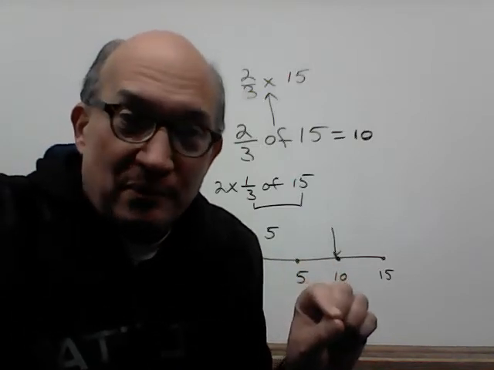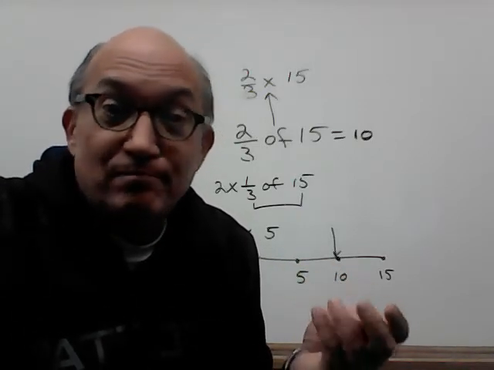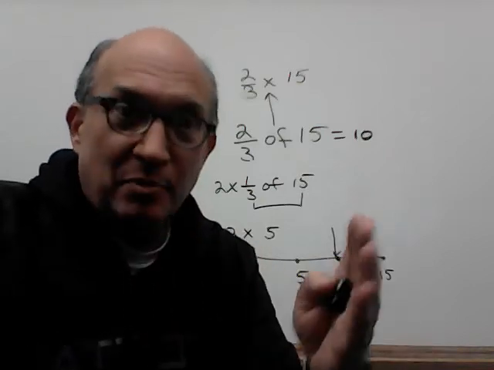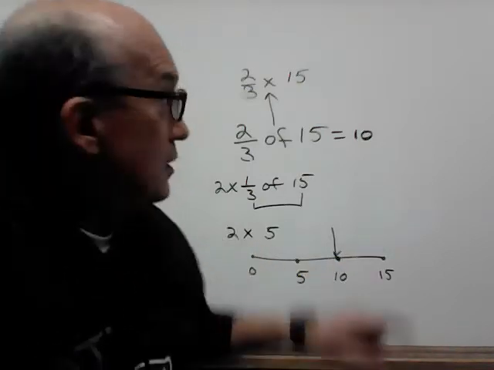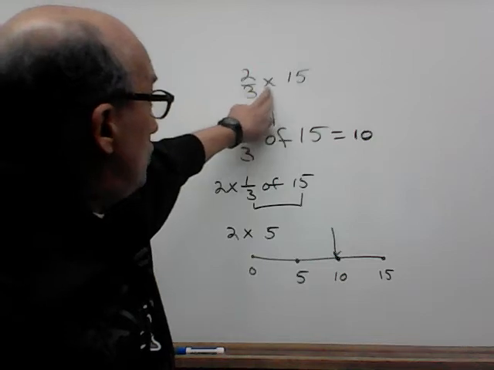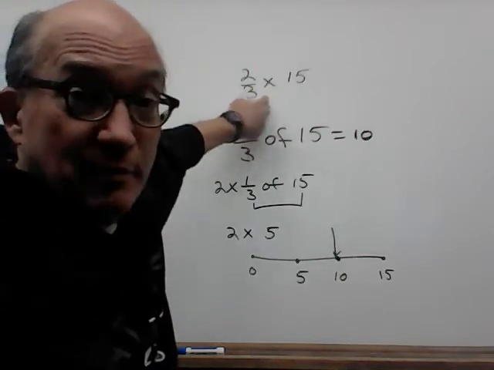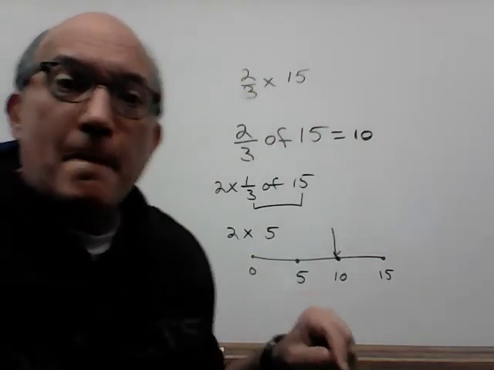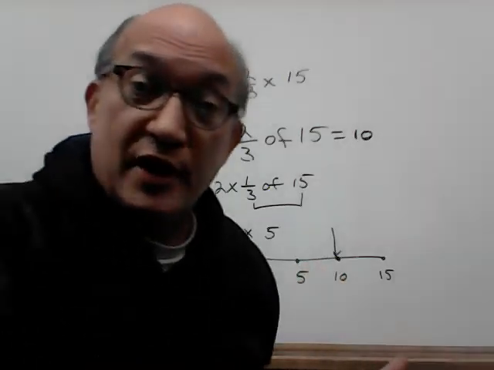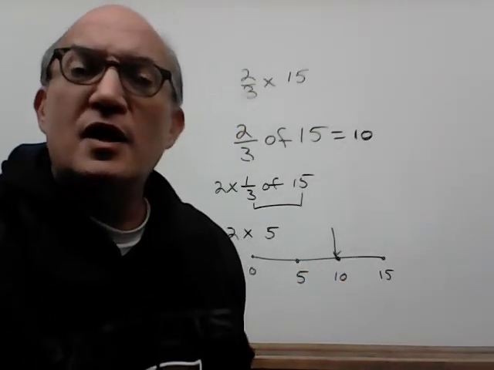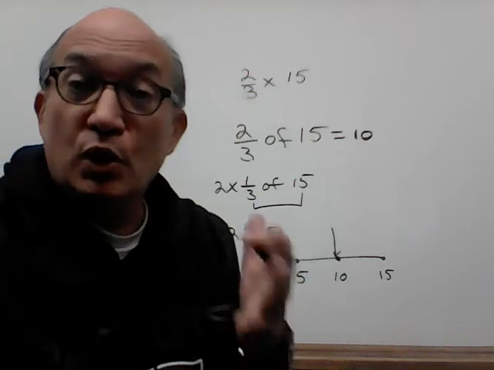Let's now, however, use the formula of multiplying across the top and bottom. Let's go to the top up here with 2/3 times 15. Well, the 15 doesn't look like a fraction right now. It actually is a fraction. How can you make any whole number look like a fraction?